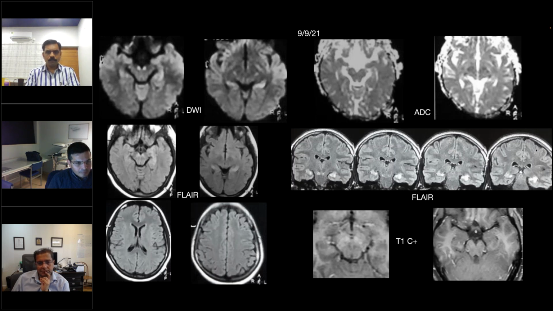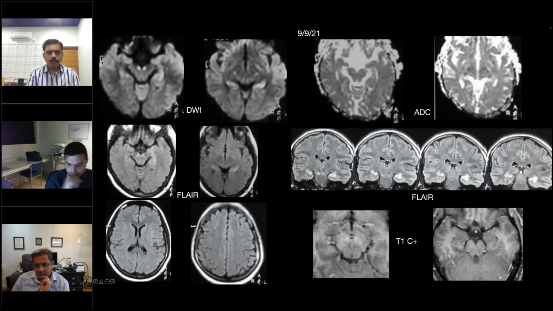This case was discussed, I think, a couple of months back, if you remember the case. So this was done in September 21. These are actually images from films, but you can appreciate the asymmetric layers of restricted diffusion in the ventral brainstem, also in the hippocampus, but they do not correspond to low signals on the ADC.